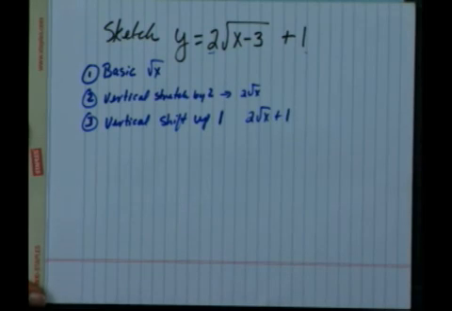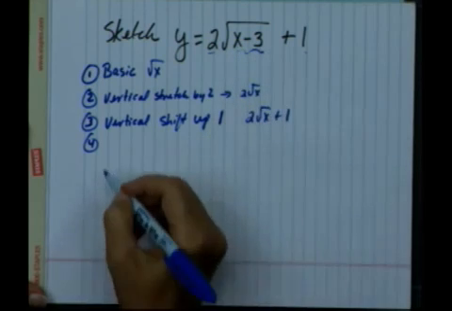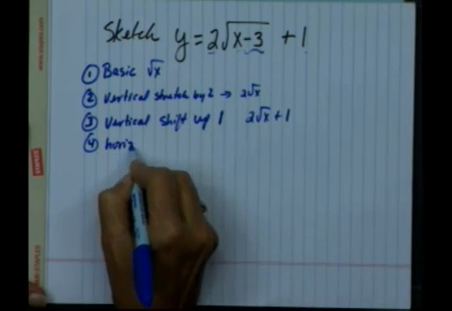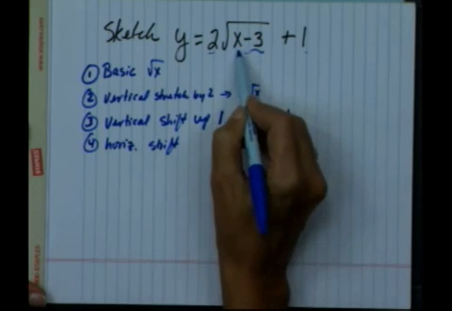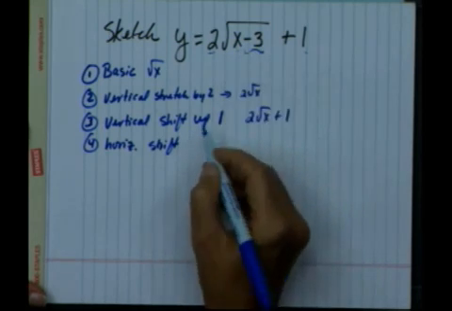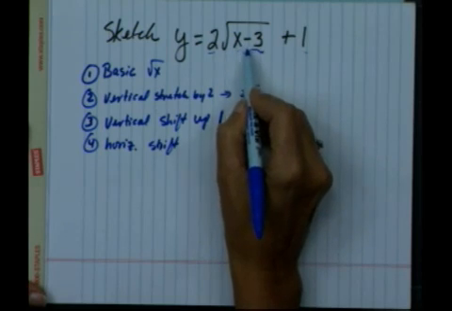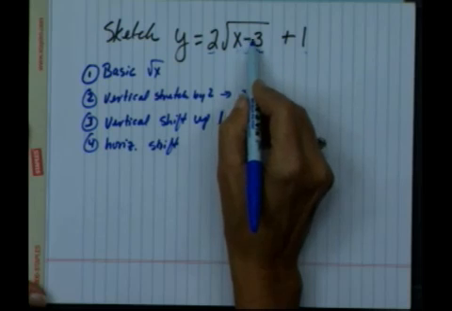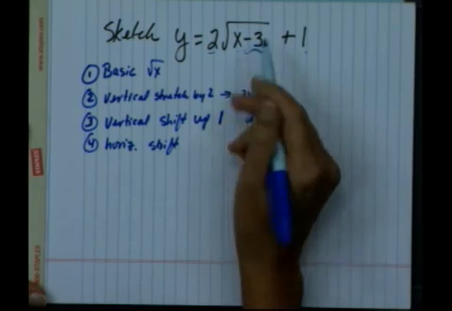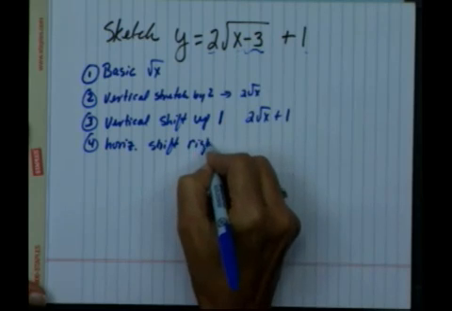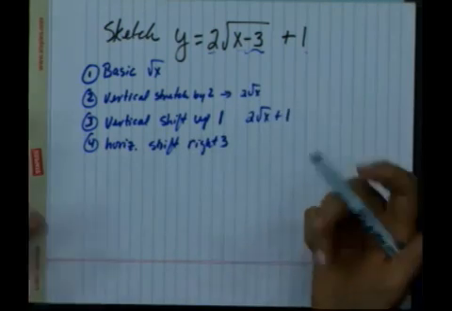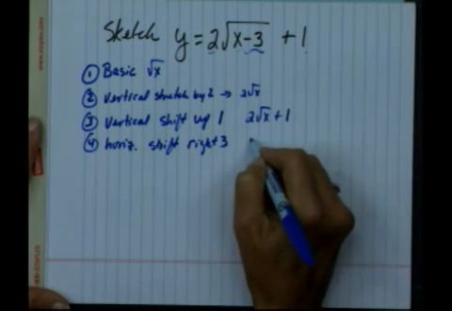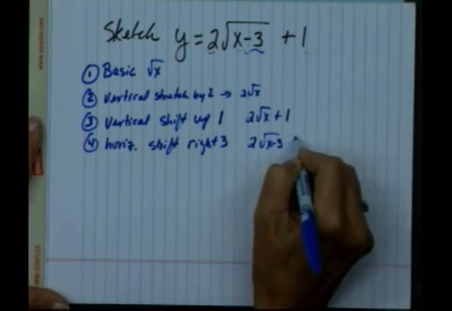Is everybody good? All right, and then what's the fourth thing that's going to happen here? Horizontal shift. Is that going to be a left or a right? Whenever you're working on horizontals, it's the opposite of what you think, and there's a minus 3. So you're going to go to the right 3. Right is plus, left is minus, so it's the opposite of what you see. That will give me 2 square roots of x minus 3, plus the 1.